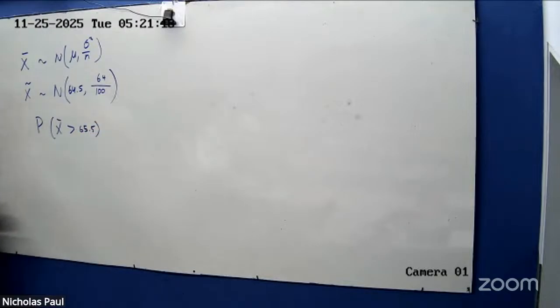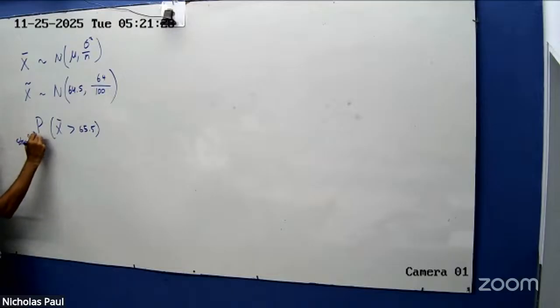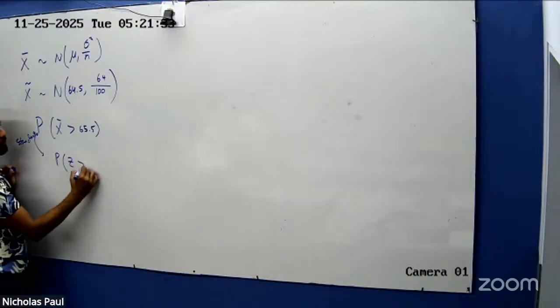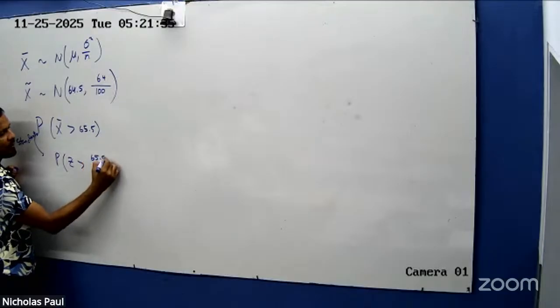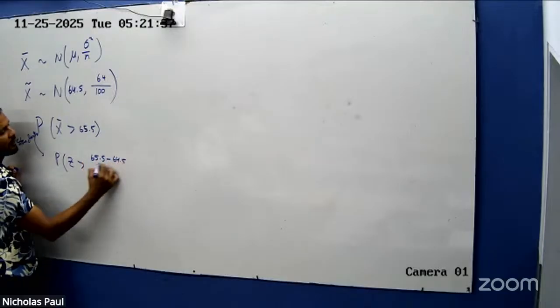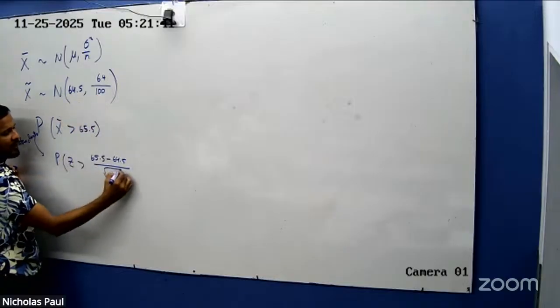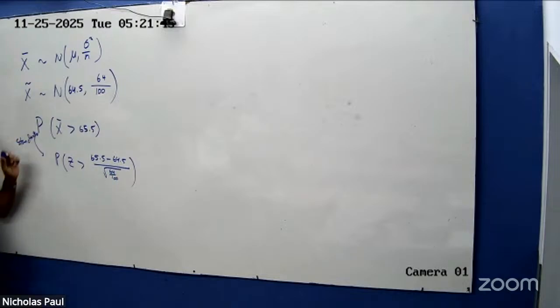Nice. Now we can go ahead. Joseph, how do we do it? Standardize. So the first thing we're going to do is standardize. That's the probability of Z is more than the value minus the mean, divided by the square root of this value here, square root of 64 over 100. We're using this now.